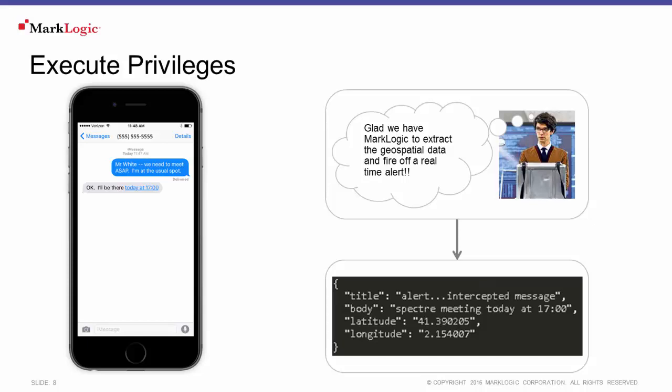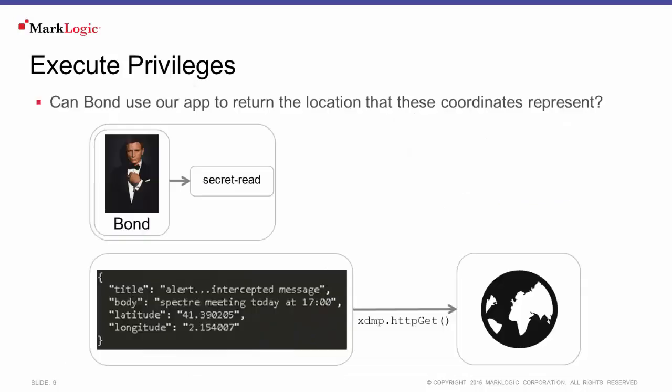Fortunately, Q has MarkLogic, so he is able to extract the geospatial metadata embedded in that text message from the mobile device, and then trigger a real-time alert that gets sent out to Bond in the field. And as shown here, this alert contains the geospatial data as well as the information in the text message itself. So Bond receives the alert out in the field, but he needs to use the app in order to determine what location these coordinates represent.